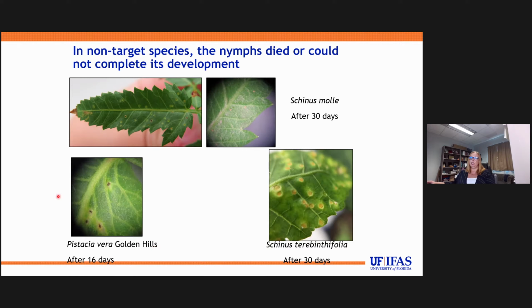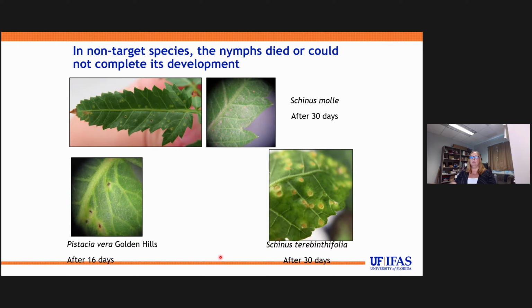So here is pistachio, and you can see here these dark sections of the leaf. That's where crawlers came to the surface of the leaf and tried to initiate galling. This is after 16 days. Aside from this cosmetic damage, there was no damage to the growth or health of those plants.